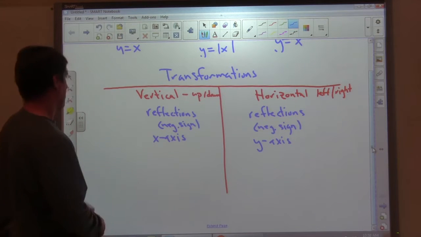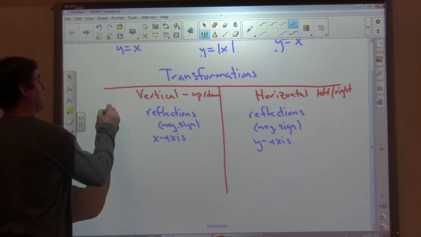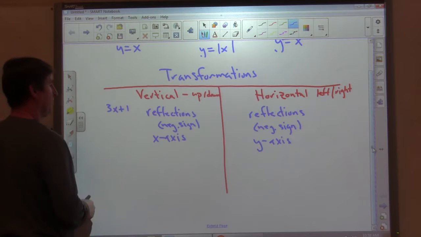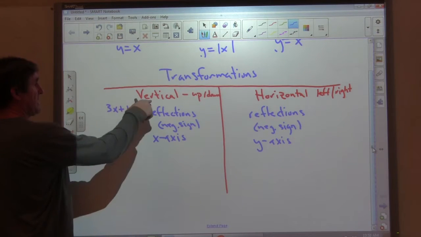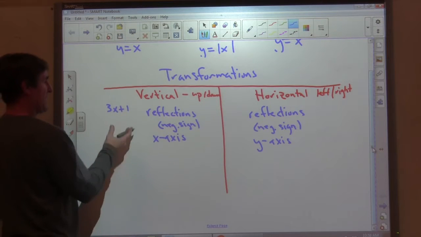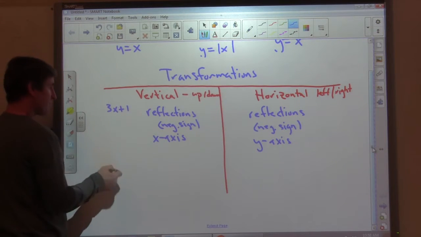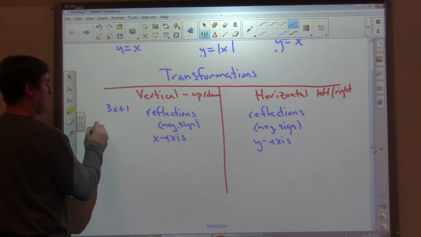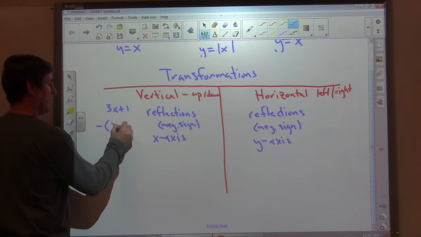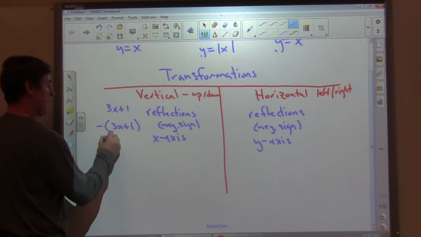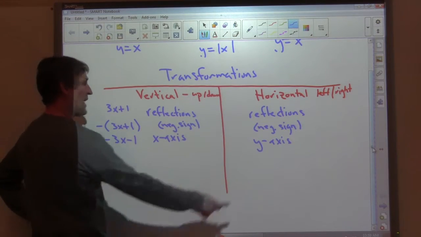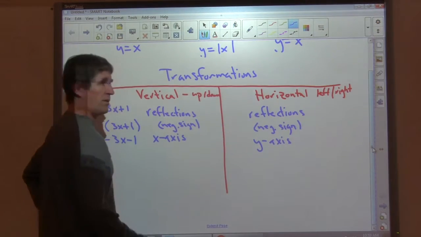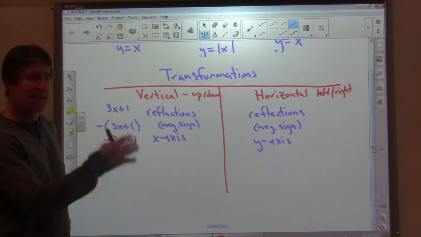So as an example, if we have the function 3x plus 1 as a linear function, since it's a reflection over the x-axis, it affects the whole thing. And so that would mean I would write it like this, and that would be negative 3x minus 1. Whereas a horizontal, they only affect just the x.